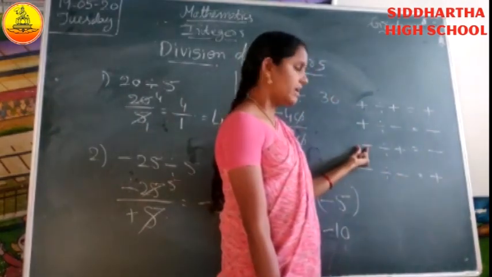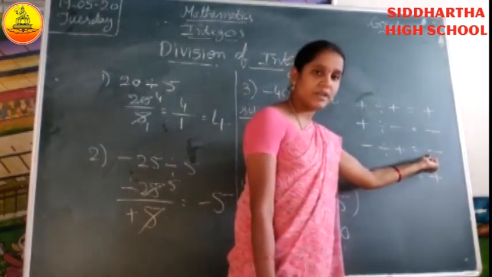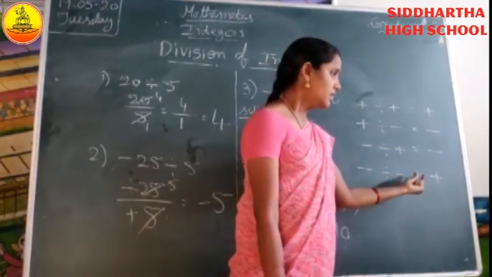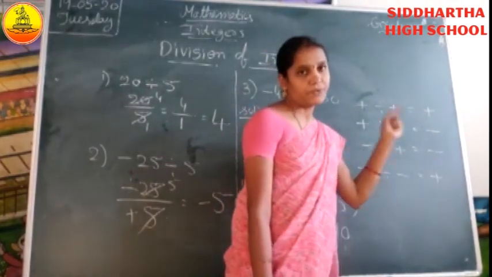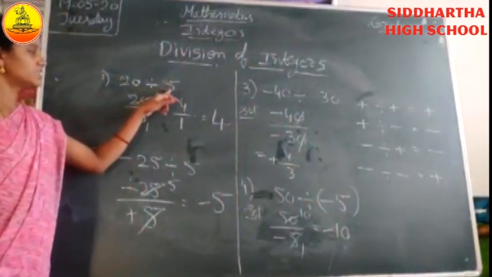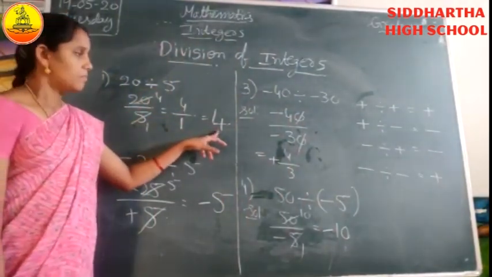Next, whenever we divide a negative integer and a positive integer, the quotient is always negative. If we divide a negative integer by a negative integer, the quotient is always positive. That's why here we are dividing a positive integer by a positive integer, so the result will be positive.